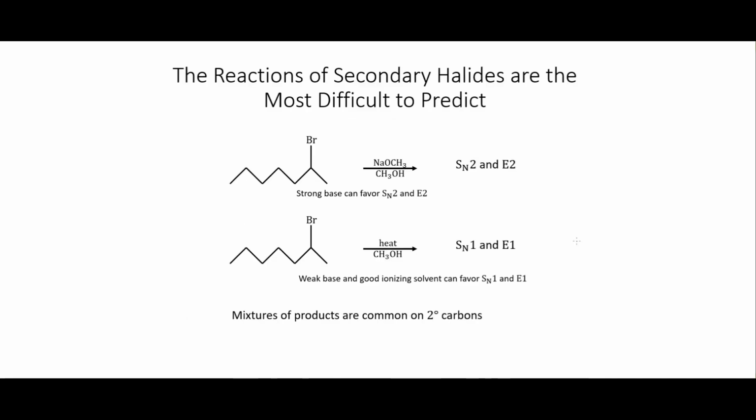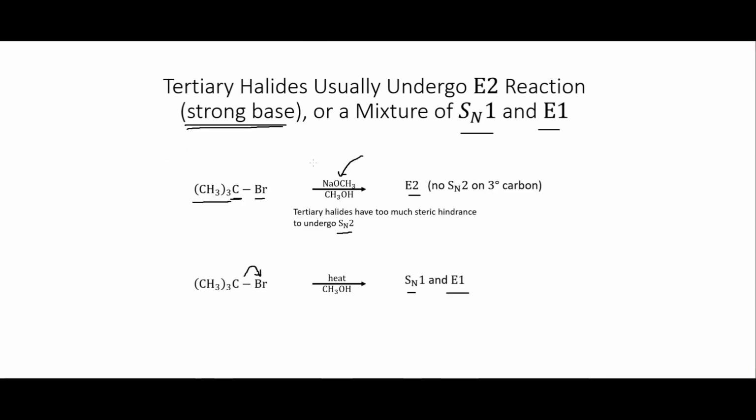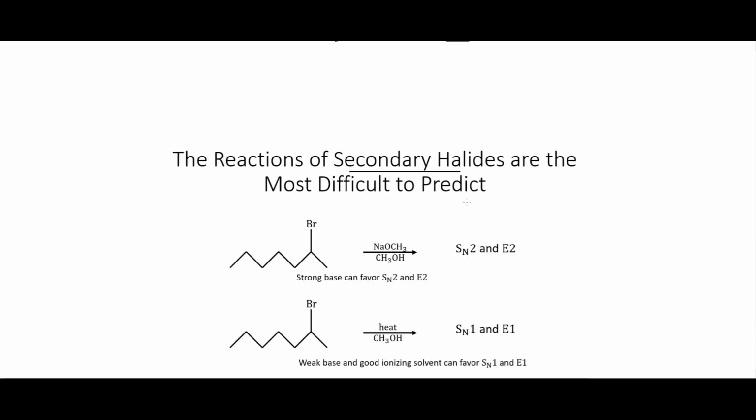All right, our next rule of thumb here is that the reactions of secondary halides are the most difficult to predict. And so we talked about, the primary halide is going to favor the SN2 and somewhat the E2, and when we have the tertiary here, then we're going to favor the E2 rather than the SN2. But when we get to the secondary halides, then it's more difficult to predict.